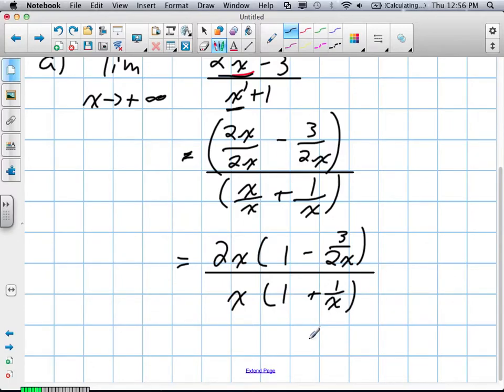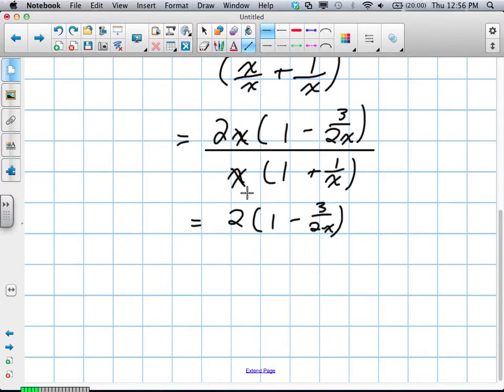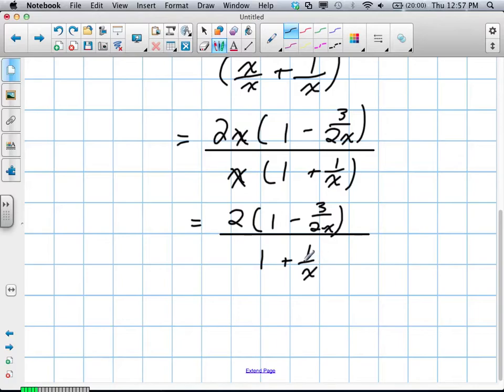Now, this is important. We can cancel our x's out. We're left with 2 times (1 minus 3 over 2x) divided by (1 plus 1 over x). I took that x out. I want to always go into this with the most simplified version possible.